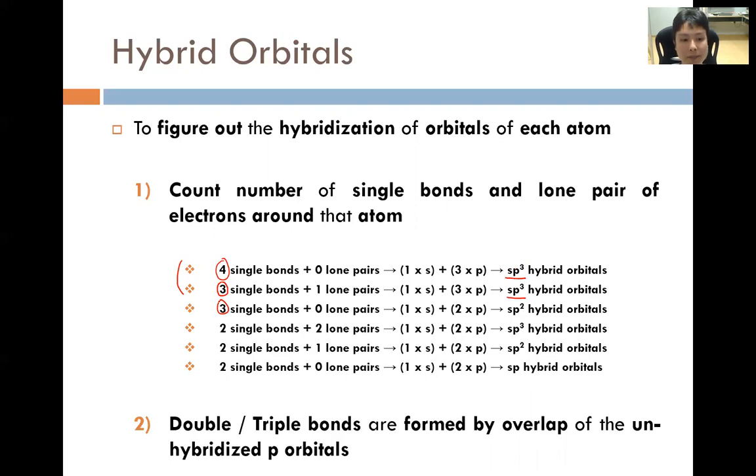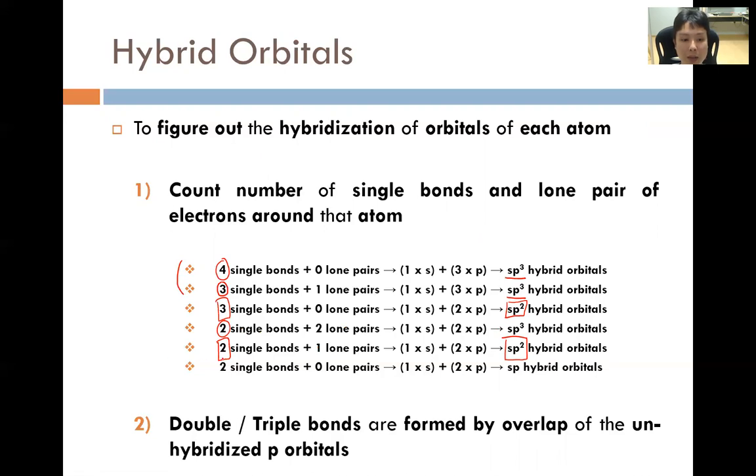On the other hand, if we only have 3 electron domains, such as this case and this case, oh, sorry, this is not 3 electron domains. This is 3 electron domains, 2 plus 1. We need to have the sp2 hybrid orbitals in order to accommodate the 3 electron domains in a trigonal planar arrangement. This is actually 4 electron domains because it's 2 plus 2.